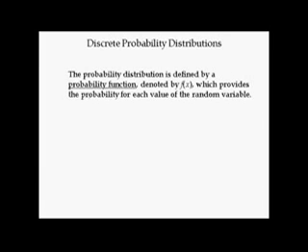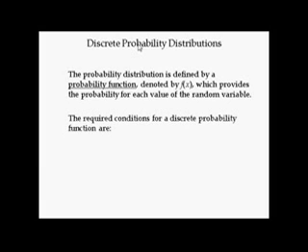The probability distribution is defined by a probability function. In Chapter 5, this function is a probability distribution function. But in Chapter 6, it is a probability density function. The function is typically denoted f of x, which provides the probability for each value of random variable x.